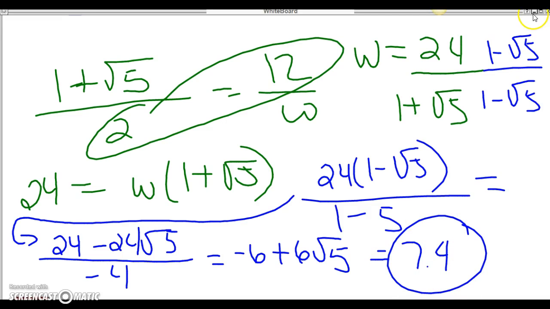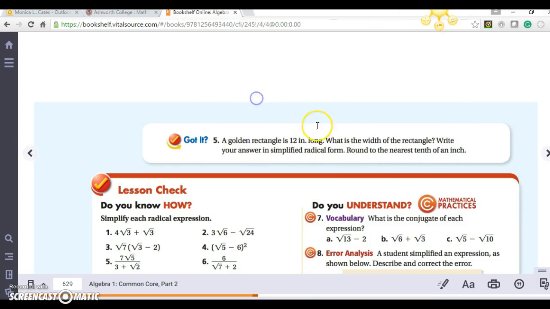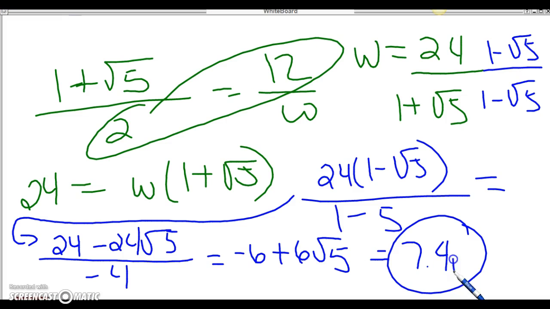And I'm sorry, let's look at what it is. This is in inches, so 7.4 inches. I hope this helps.